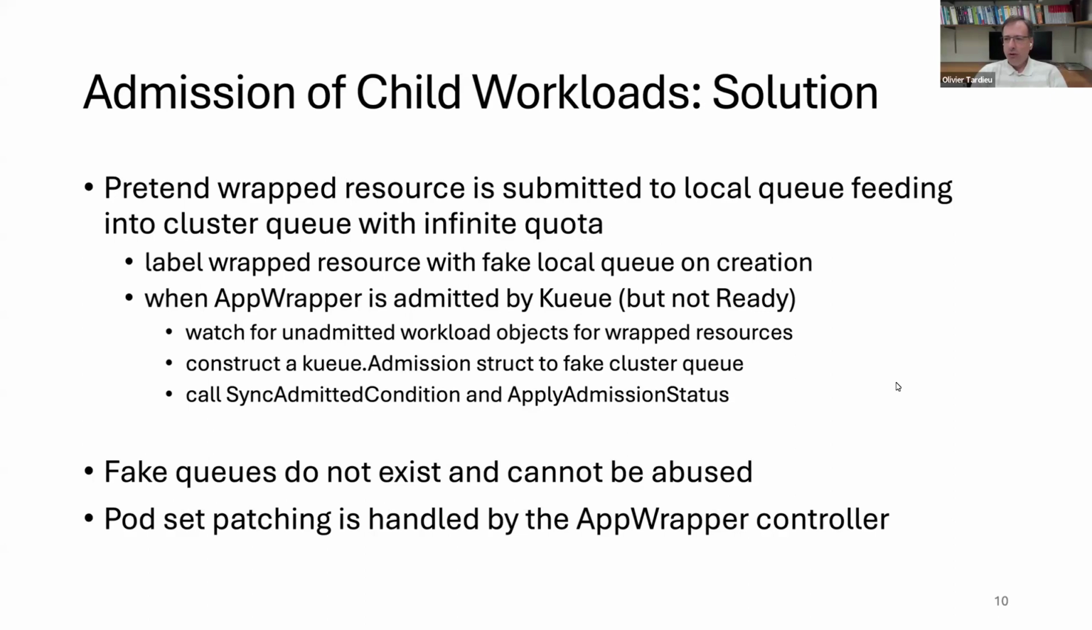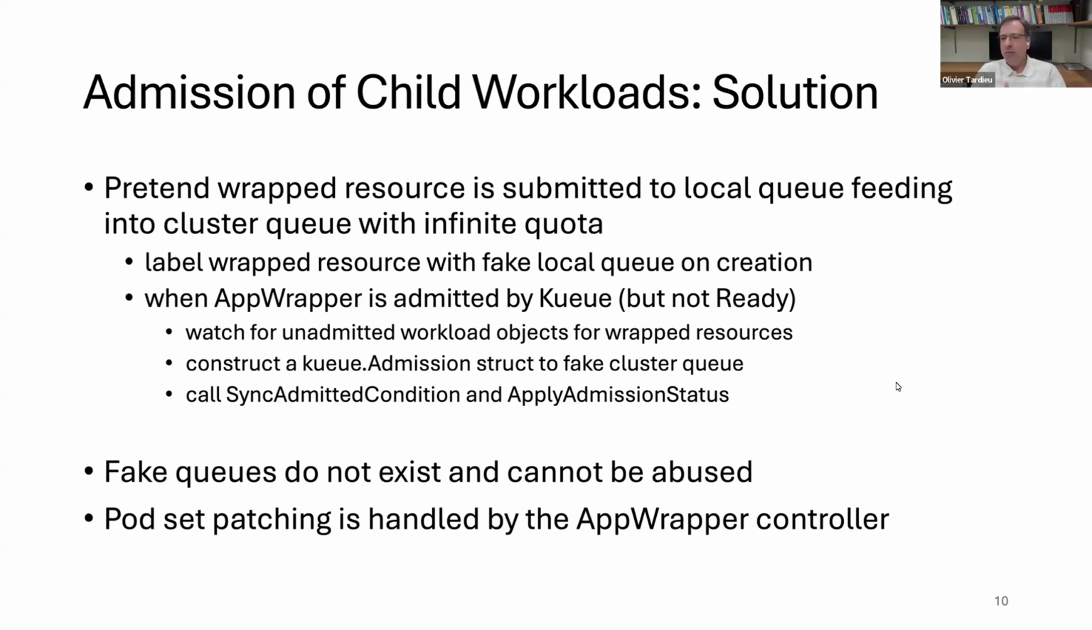So just to point out how we've done this at this point in time. We do exactly what I said earlier. We pretend that the sub-resources are submitted to a local queue that feeds into a cluster queue that is infinite, right? But the trick is to not actually have such queues on the cluster so that they can't be abused. So we label the wrapped resource with this fake local queue, but then we have a reconciler that essentially acts as this fake cluster queue. What it does is first watch for workload objects for the sub-resource, which may or may not exist, because maybe Kueue manages the kind of the sub-resource, maybe it doesn't.